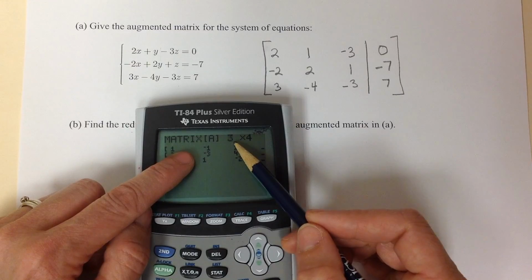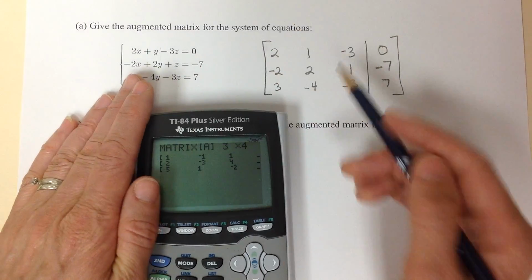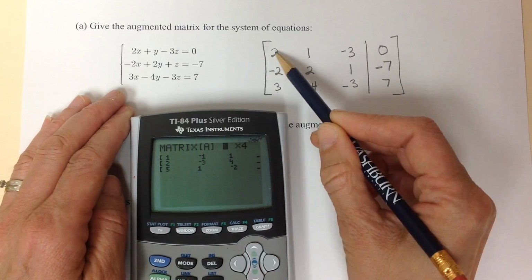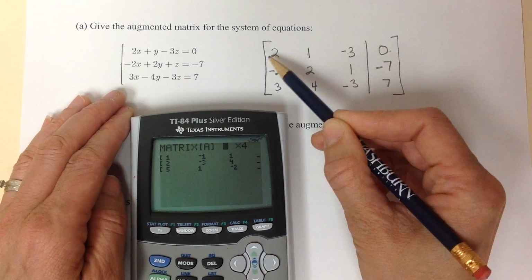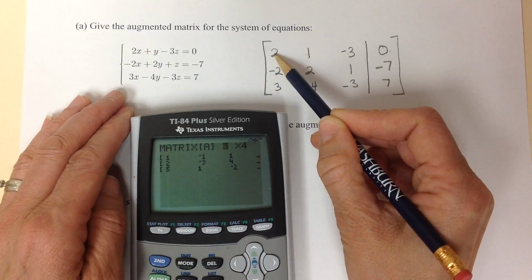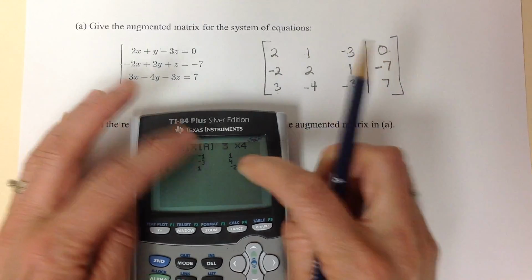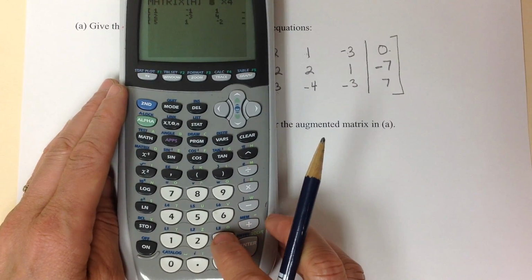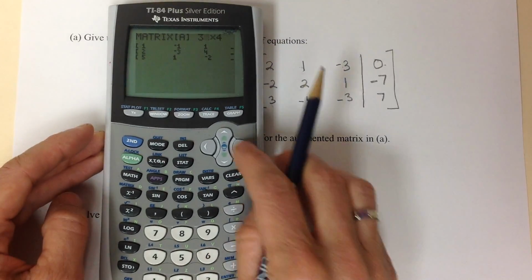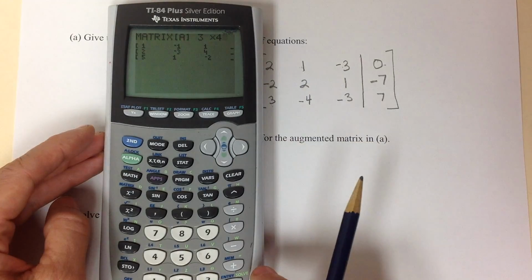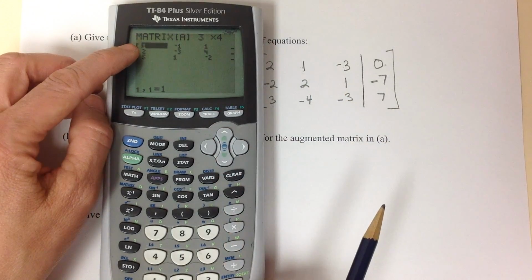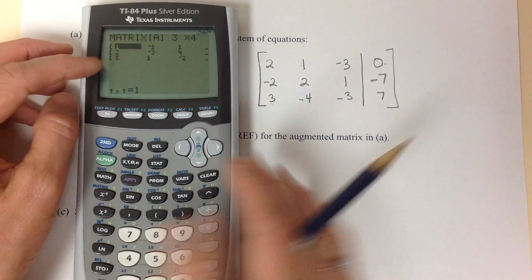Now I have to tell it the size. So this matrix is a 3 by 4. So the number down and the number across. So I already have 3 by 4, but I'll go ahead and overwrite that. So 3, and then just page over 4. Now if I page down, automatically puts me into the matrix, and I can start putting in my entries.